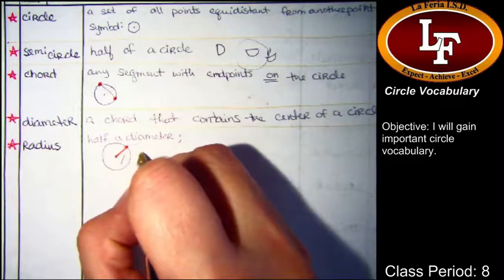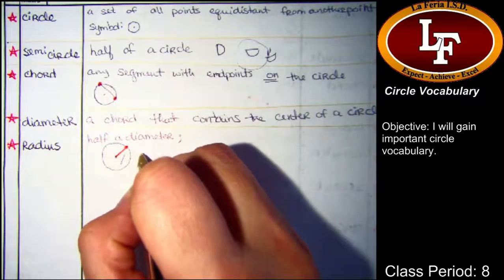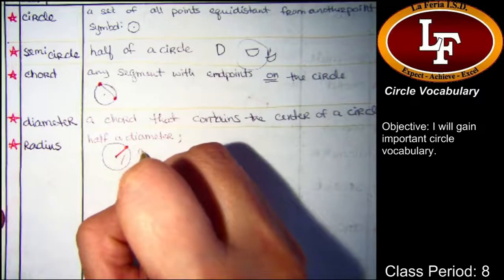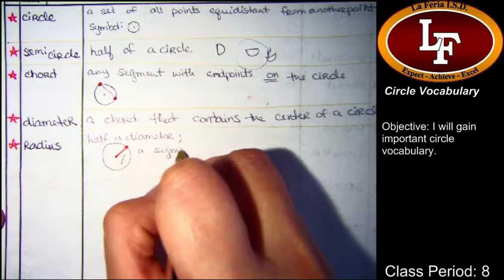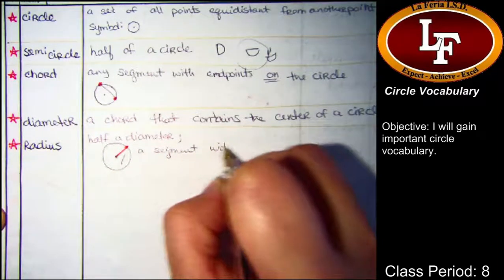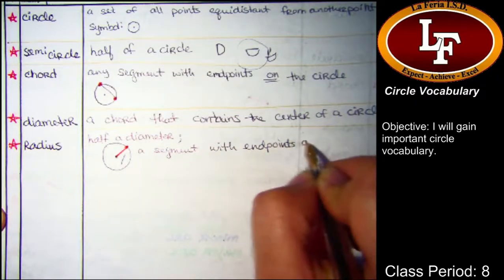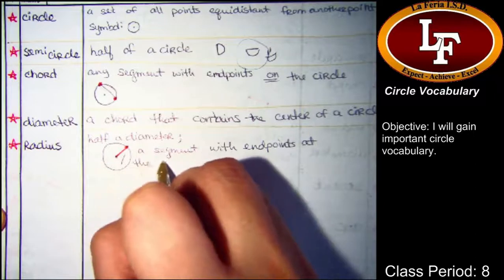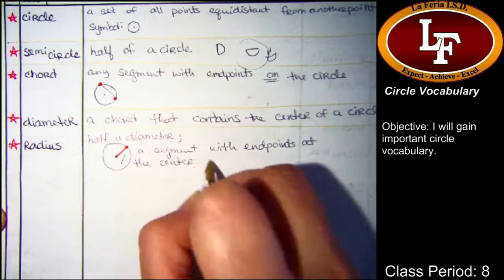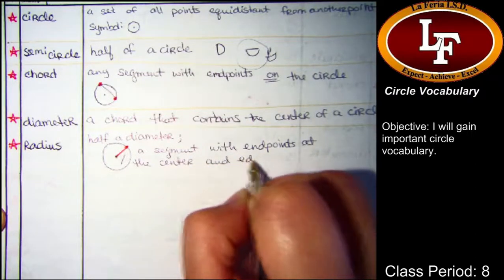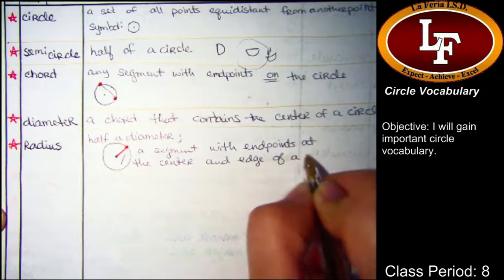So our formal definition, our real specific way to word this, is a segment with endpoints at the center and edge of a circle.